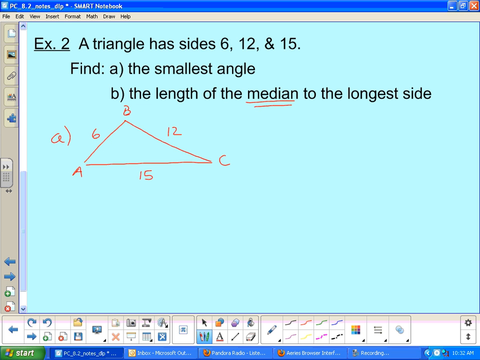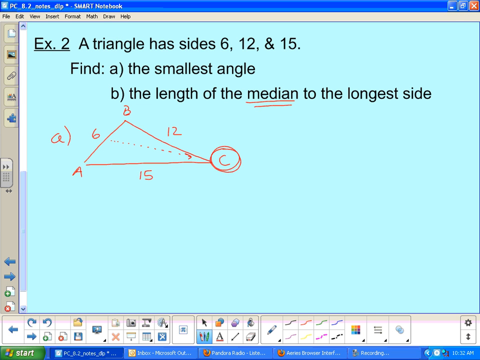Where does the smallest angle always have to be across from? The smallest side. All right, so we know that 6, the smallest side, means that angle C, as we're going to call it, is going to be our smallest angle. All right, so we set this thing up.